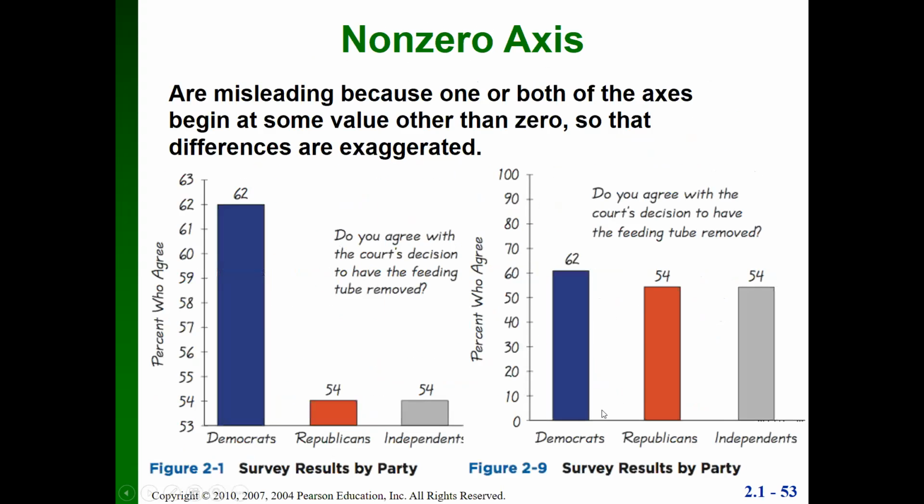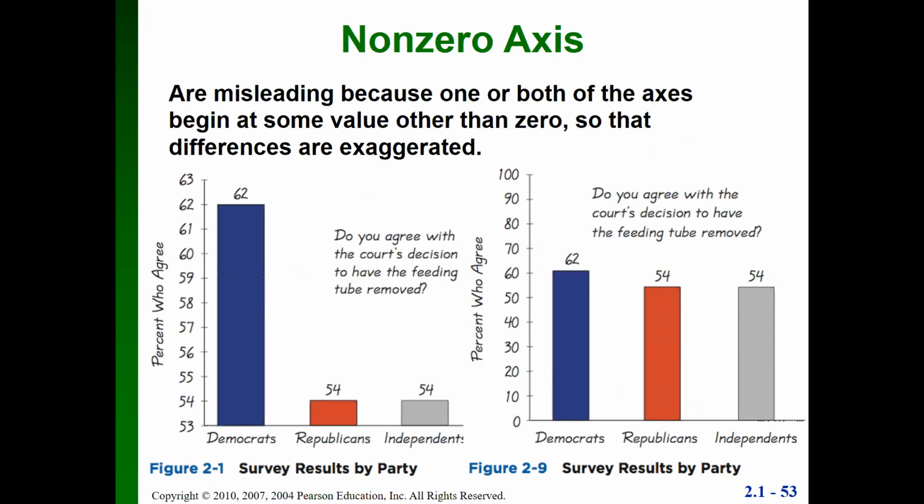Well, let's look at some bad graphs here, all right? This is an example of using what we call a non-zero axis, all right? So let's look at something that was going on in a case that was available that happened a number of years ago. I think this is the case of Terri Schiavo, in which she had no brain activity, and some of the family wanted her feeding tube removed, and others fought it. And the courts made whatever their decision is. We won't look at that.